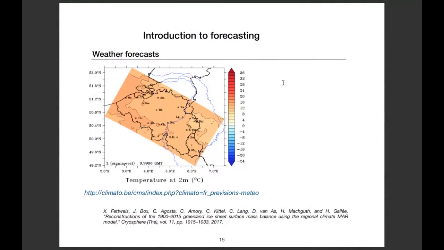So this is a weather forecasting model, and it is running all the time on the entire Belgium. And we use, in fact, these weather forecasts for PV generation forecasting, for instance. And it is quite a nice model.